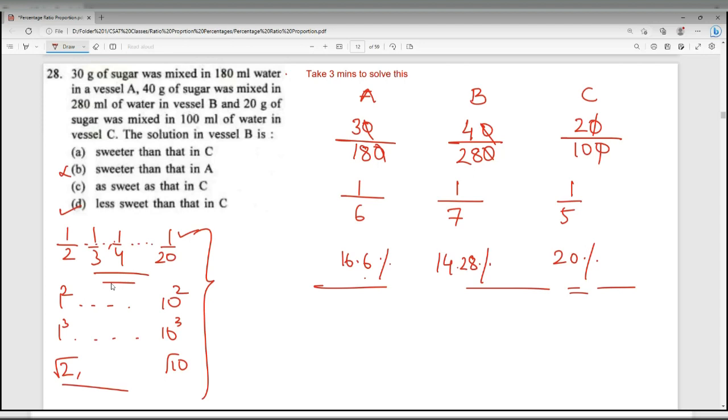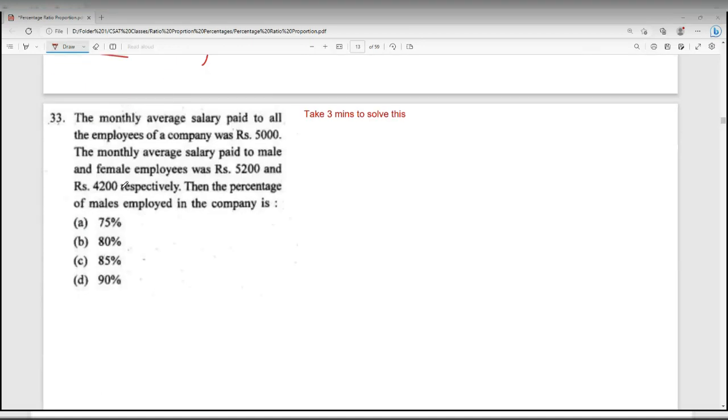Let's see what the C option is. As sweet as that in C. No, the sweetness is different here, so this is wrong. Sweeter than that in C. No, this is obviously less than the concentration of sugar in C. So the correct option is option D. I hope you have got this answer to solve this question.